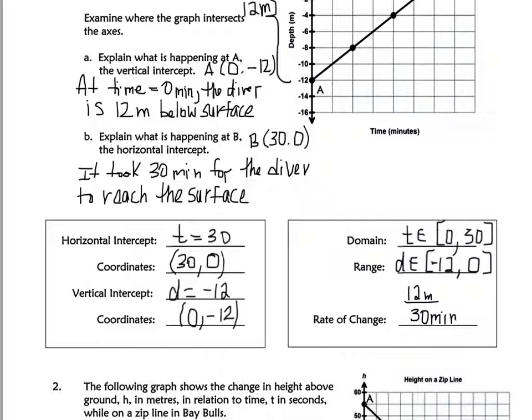And when you're talking about depths and distance and things like that changing, you don't usually talk about that in fraction form. So you just say 12 divided by 30 as a decimal would be 0.4 meters per minute.